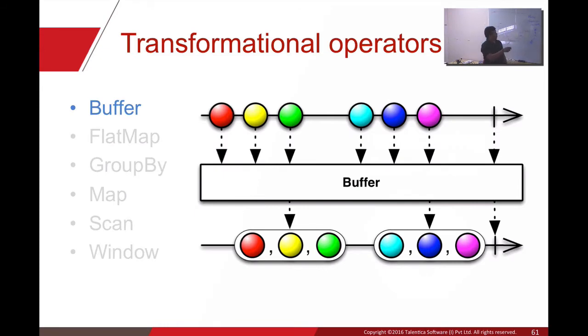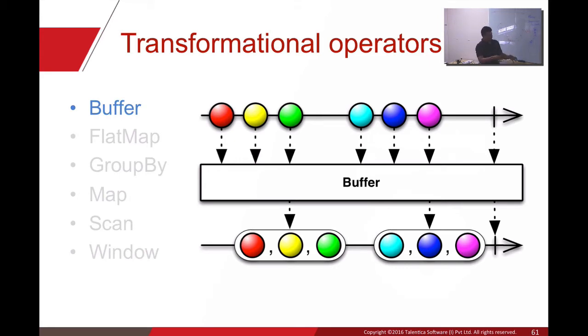So buffer, what it does is, this is the timeline of the input observable. This is the timeline of the output observable. And if I specify a buffer size of 3, in this example I've specified a buffer size of 3, the output observable will give you a list of items when the buffer is full. First item received, it will not emit anything. Second item received, it will not emit anything. Third item received, now the buffer is full. Now it will emit a list of these 3 items.